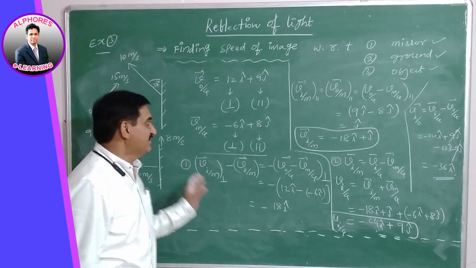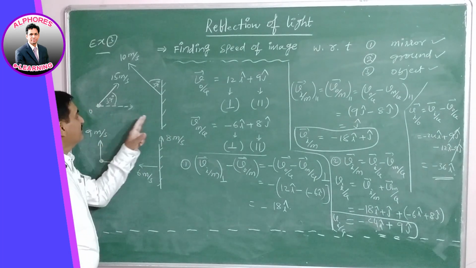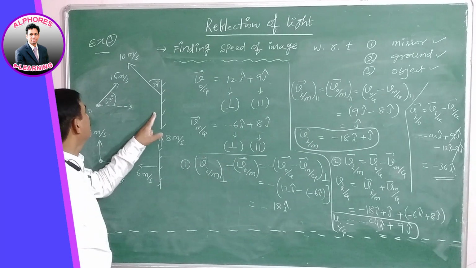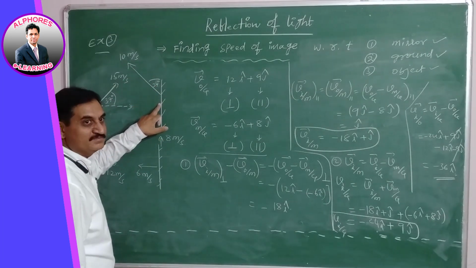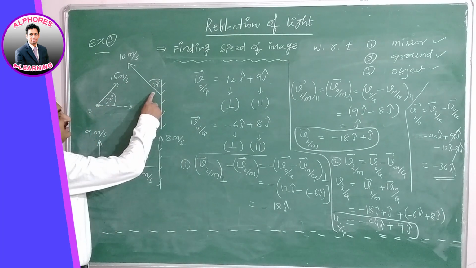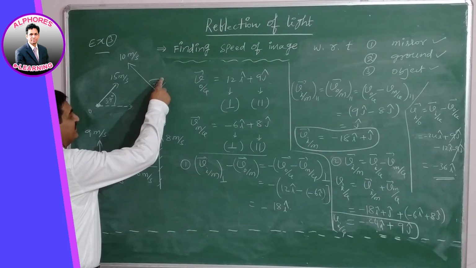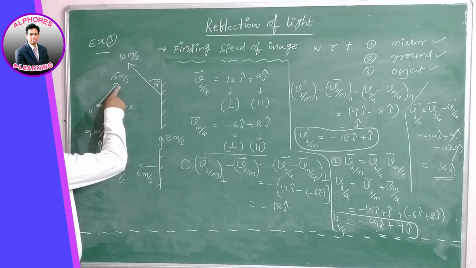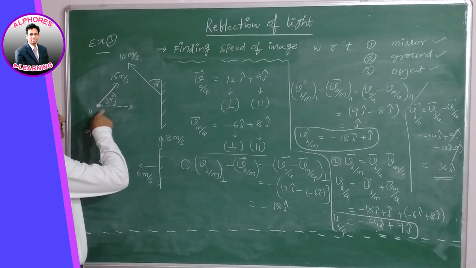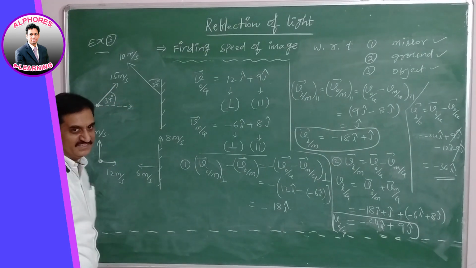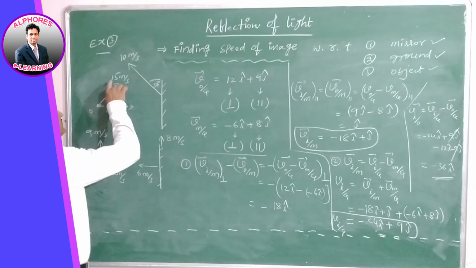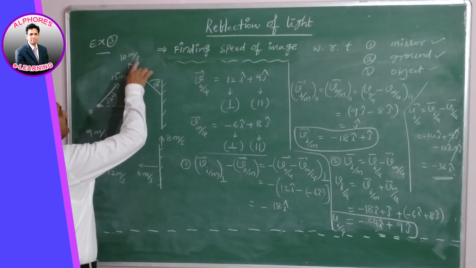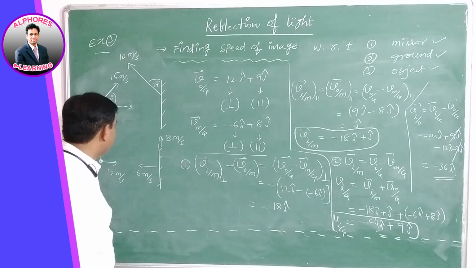Let us move on to another problem. Here a plane mirror is moving with a speed of 10 meters per second at a certain inclination of 37 degrees with the plane of the mirror, and an object is moving at some other inclination with the horizontal at 37 degrees. Here its speed is 15, and here its speed is 10 meters per second.